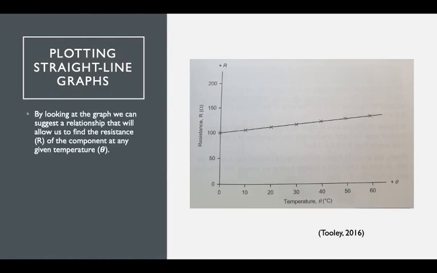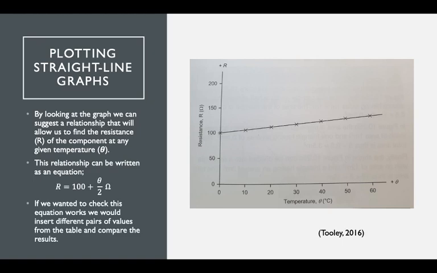By looking at the graph, we can suggest a relationship that allows us to find the resistance of the component at any given temperature. The relationship can be written with this equation here. And if we want to check that this equation works, we would insert different pairs of values from the table and compare the results.